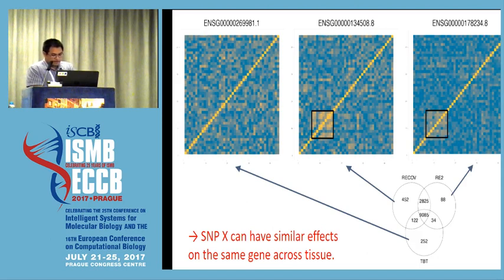In the last case, the tissues have a very weak correlation pattern for the SNP effects. And in this case, it seems that the traditional random effects model does the best.